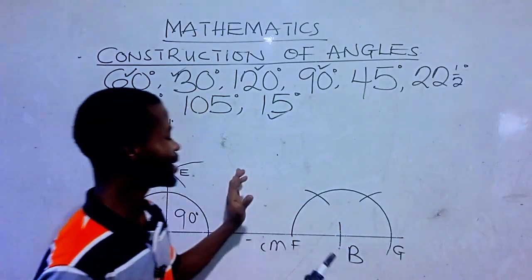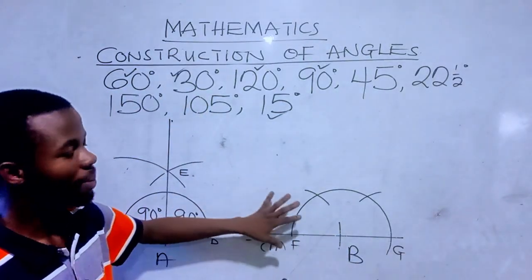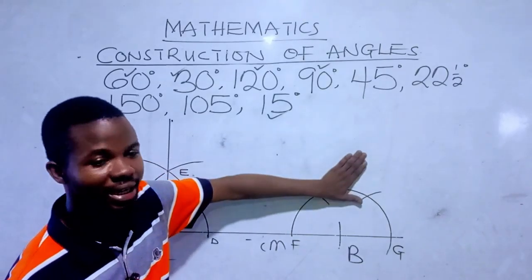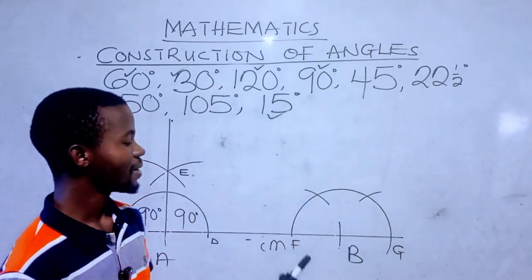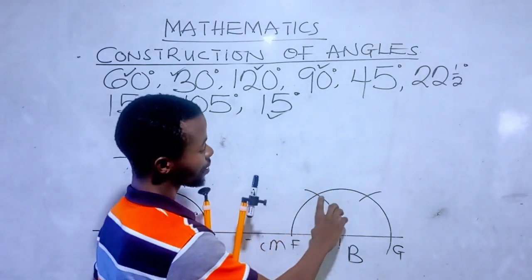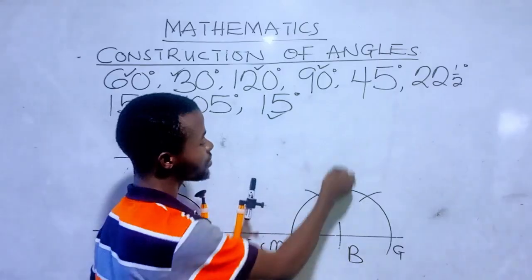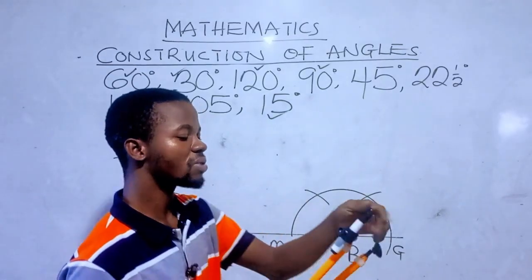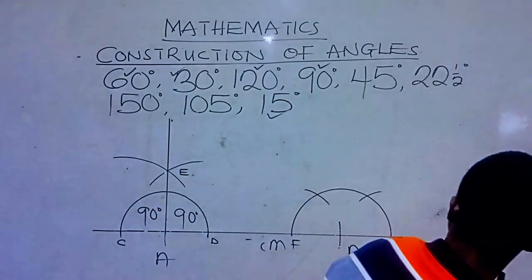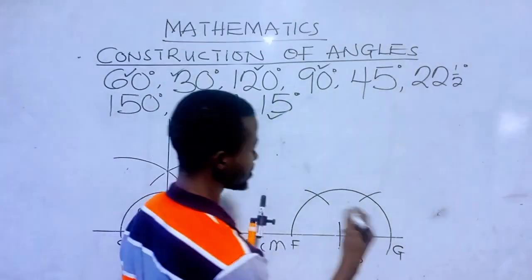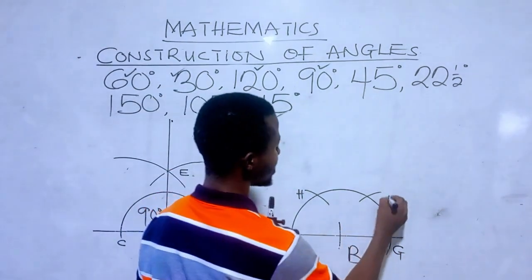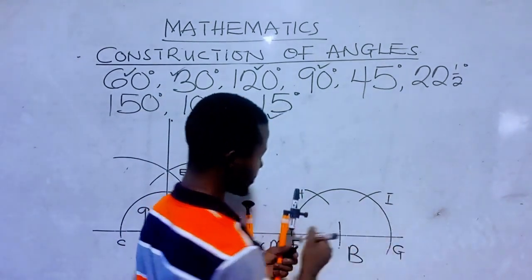Now if I want my 90 degrees to be here, here is 60 and here is 60. That means that I have to add 30 degrees to this 60 degrees. Now here is 60 degrees, which means I have to divide this. So I'll open to a reasonable radius. I'll stand at, let's say here is H and here is I.